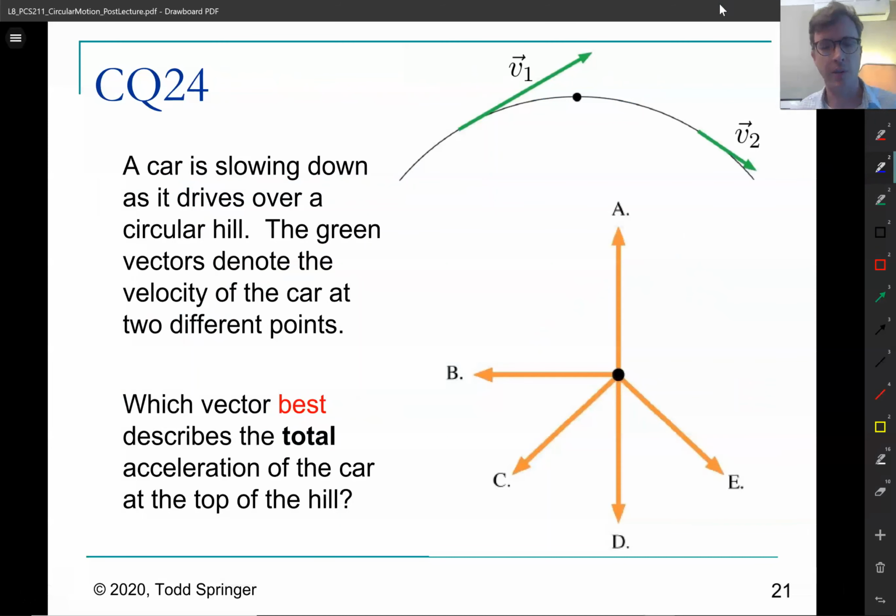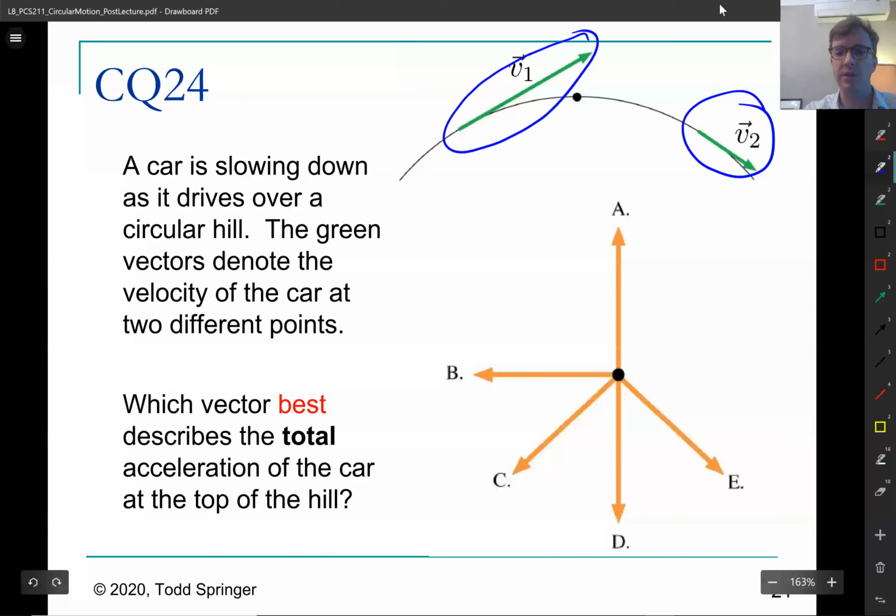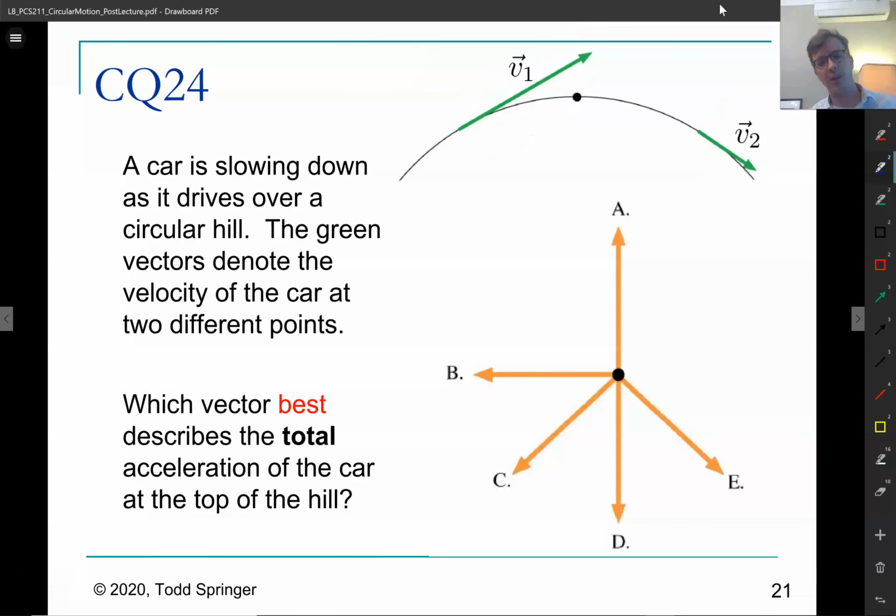All right, so here's another clicker question. A car is slowing down as it drives over a circular hill. So here is the hill here. The car is going over the circular path, but also slowing down at the same time. So you can see that there's a vector here and a vector here for my initial velocity and my final velocity. Which vector describes the total acceleration of the car at the top of the hill? So A, B, C, D, or E. Go ahead and pause the video. See if you can wager your best guess for this one.